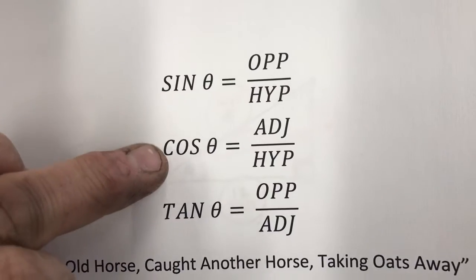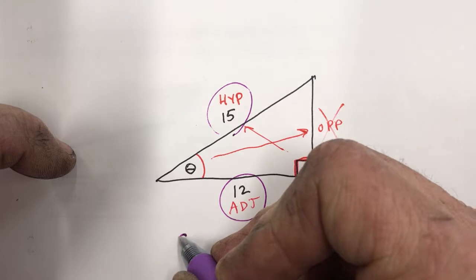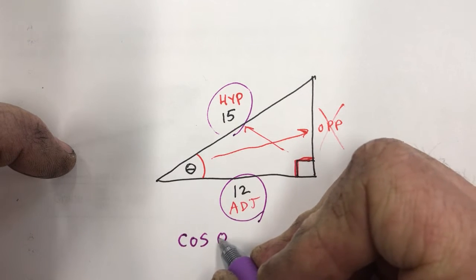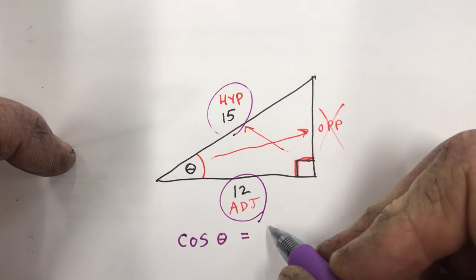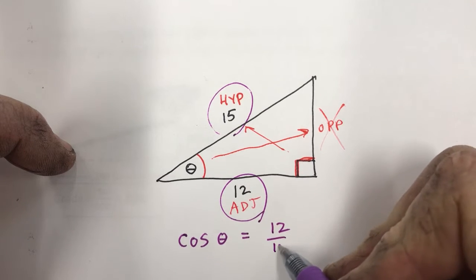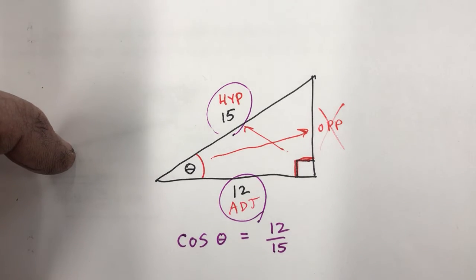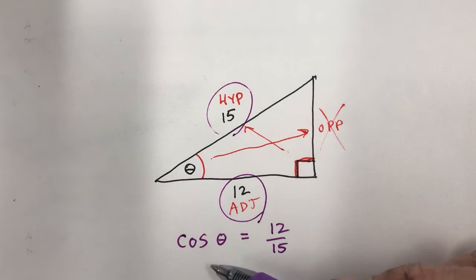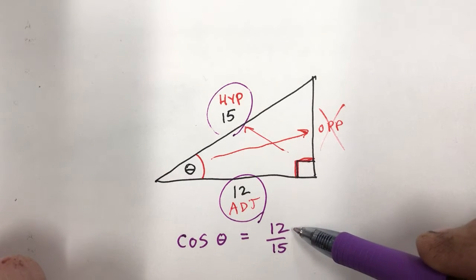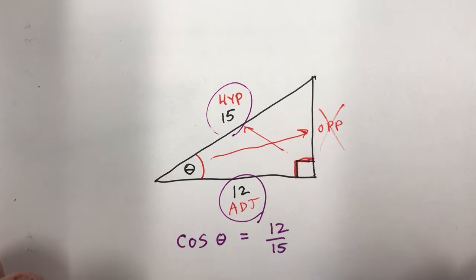If you remember your ratios, this is cosine, adjacent over hypotenuse. So I would set this up, cosine theta equals the adjacent 12 over 15. That's how this sets up. So we know the adjacent, we know the hypotenuse, we just don't know the angle.